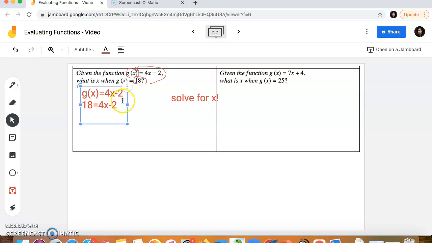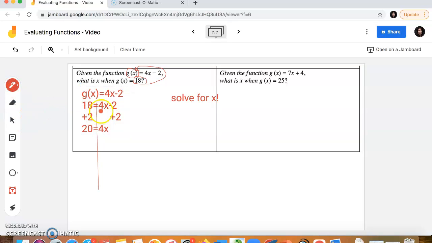To do that, this is a minus 2, so because it's a minus 2, we're going to do the opposite. We're going to add 2 to both sides. When we do that, we're going to get 20 equals 4x, because we bring down the 4x, and then negative 2 plus 2, that's 0. Our last step to get the x by itself is we're going to divide by 4. And so 20 divided by 4 is 5. So 5 equals x, and that's our final answer.